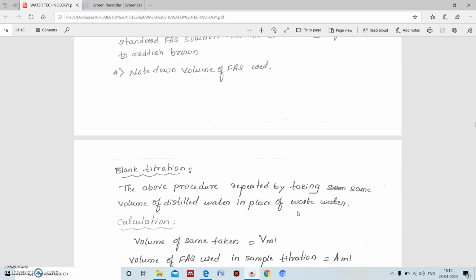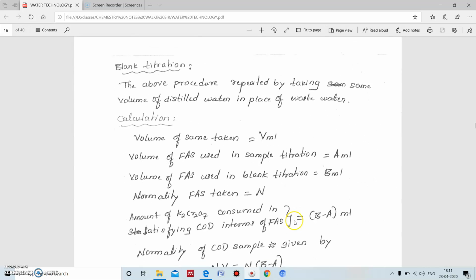Here, whatever potassium dichromate is present in this blank titration will remain as it is, because distilled water is completely free from impurities. So whatever potassium dichromate is added here, it will remain as it is. So the amount of FAS utilized in the blank titration is more and the amount of FAS utilized in the sample titration is less. Then we are going for the calculation.